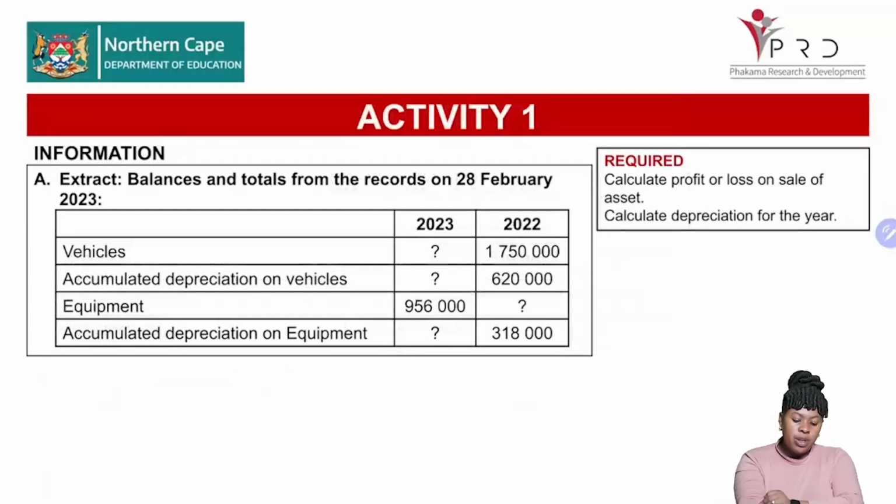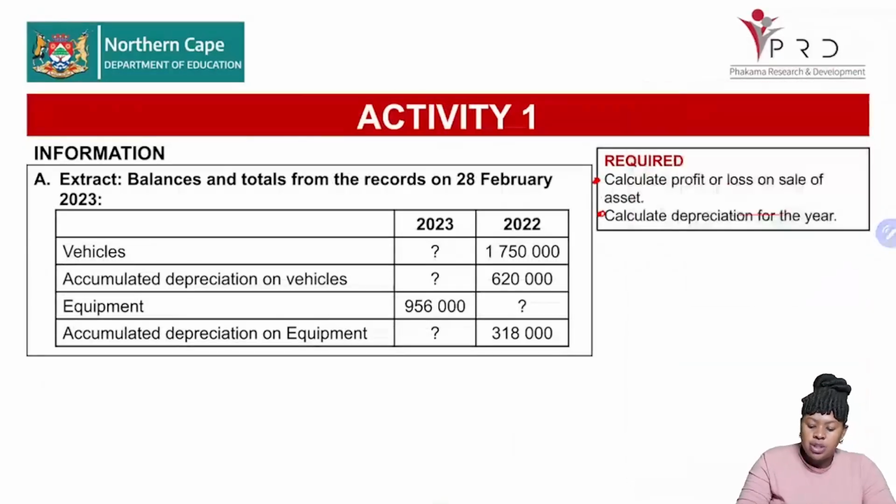So over here, we've got a transaction. They've given us our fixed assets, as you can see, right? The examiner might give you fixed asset type of questions. So we've got our opening balances over here, or some of the balances, if I may put it that way. And then it says calculate the profit or the loss on sale of an asset, and you should also calculate the depreciation for the year.